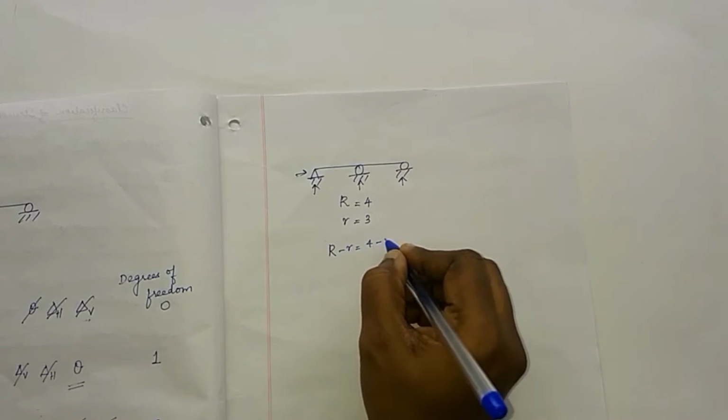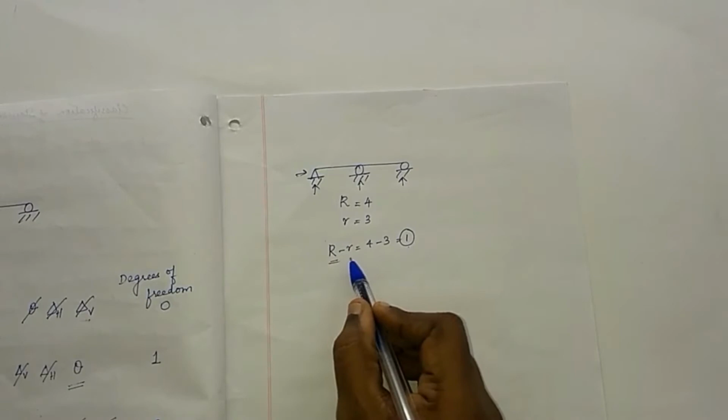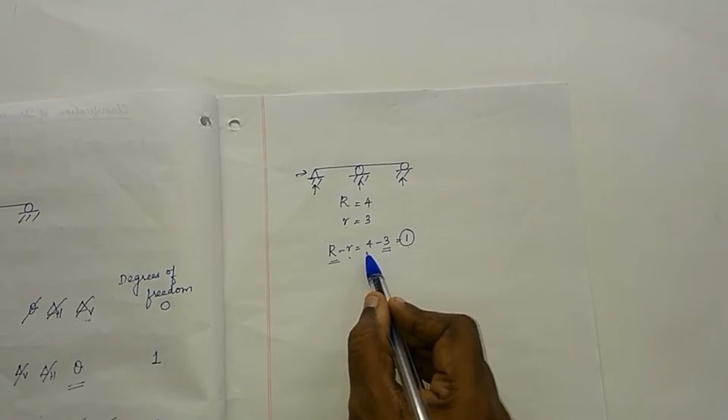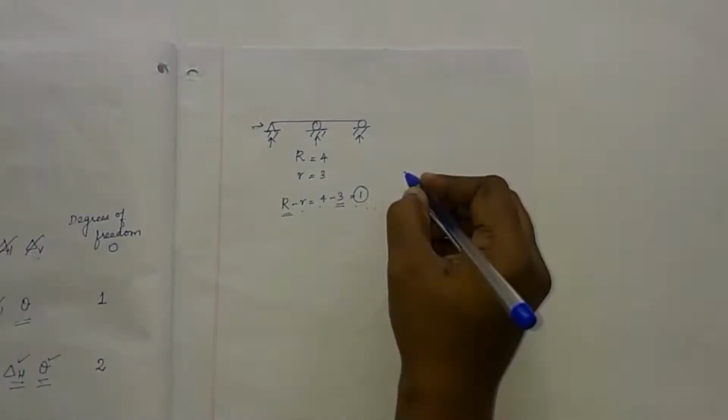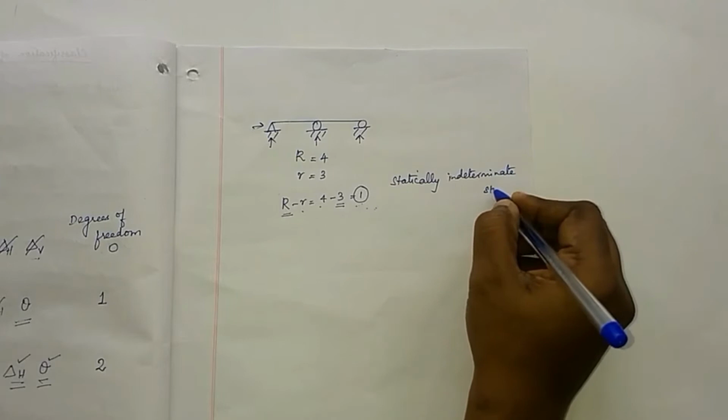So the capital R value, that is the number of restraints in the given structure, is 1 in excess of the equilibrium equations available. So these equilibrium equations are not sufficient to analyze the given structure or to find the unknowns in the given structure. So it is indeterminate to degree 1. So the structure is said to be a statically indeterminate structure. Note the term statically indeterminate structure.